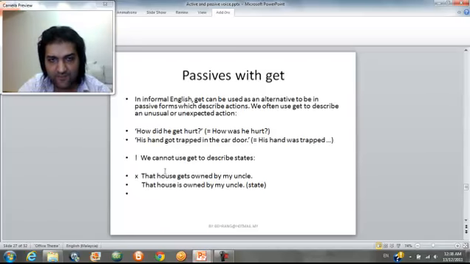Okay, so we cannot use get to describe states. This is a very, very important hint here. We cannot use get to describe states. As an example, it would be a silly mistake if you say "that house gets owned by my uncle." No, we should say that house is owned by my uncle, which is a state. So describing states, do not use get passive.